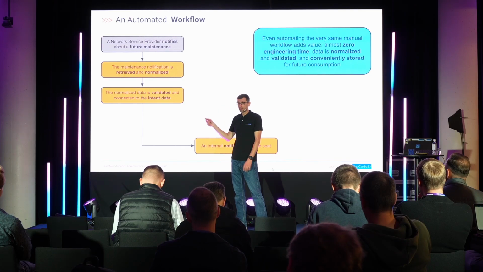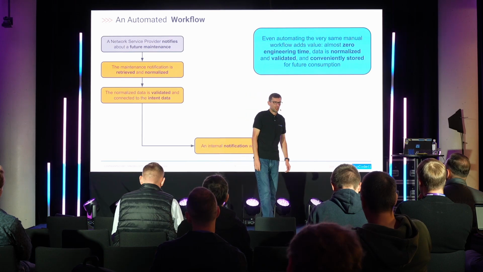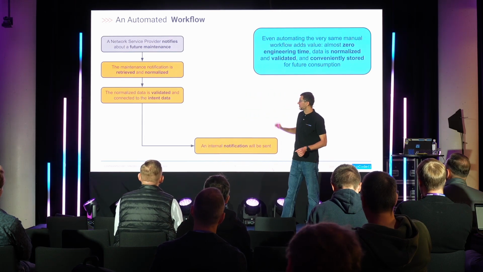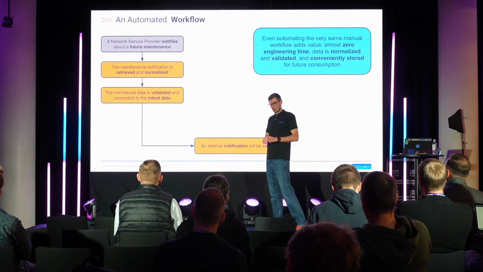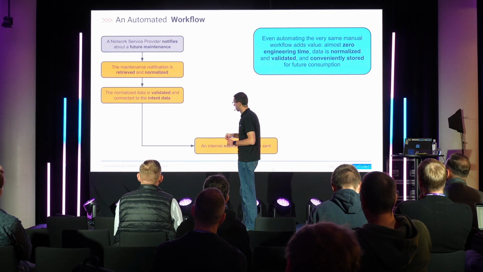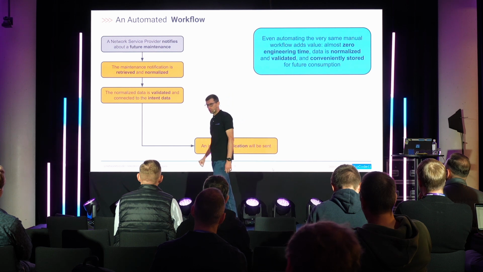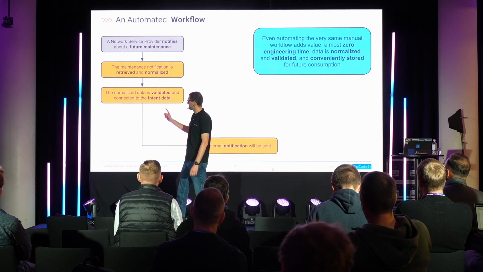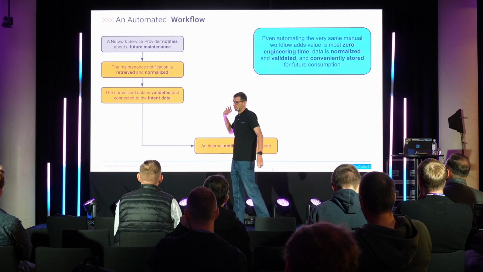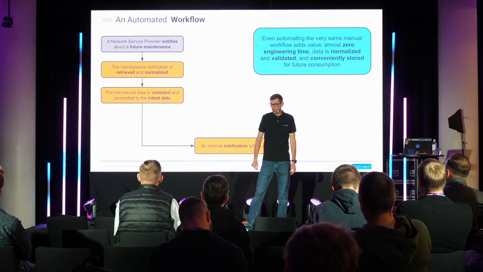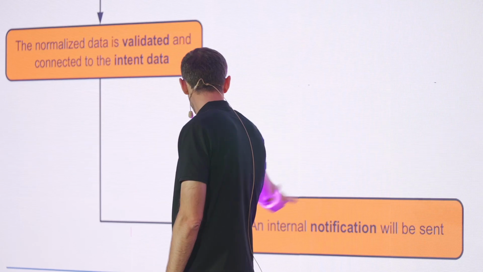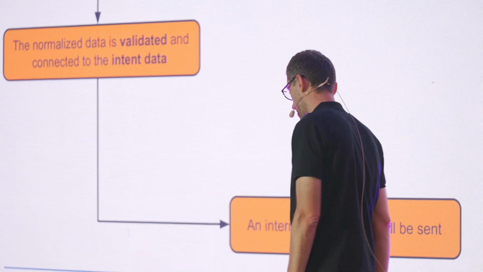Then we validate it against our source of truth. Is that circuit that's mentioned in the maintenance notification actually in our database? Do we have a device connected to that? And if we do, we validate all of that and we record it in our source of truth, right? So that maintenance is no longer out there just on a calendar. We actually have it in a source of truth connected to the circuit that will be going down. And finally, we have automation sending a notification out.